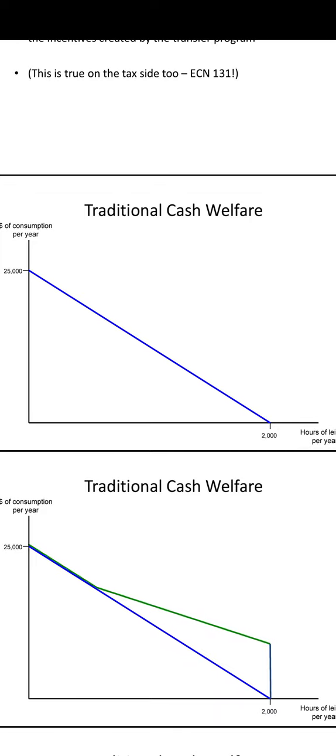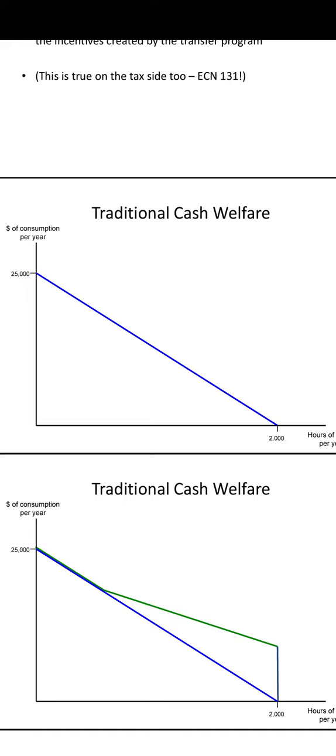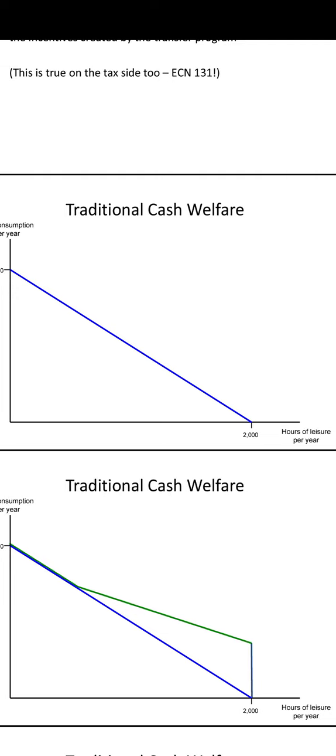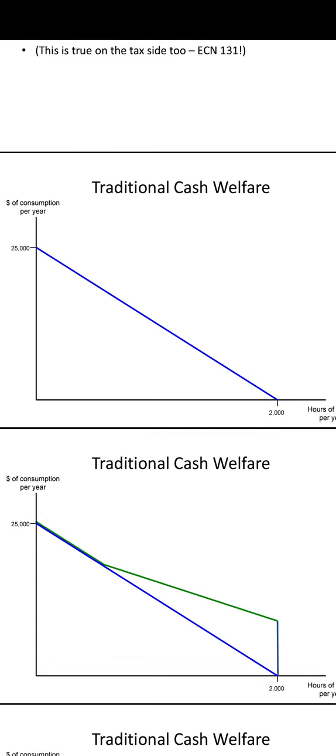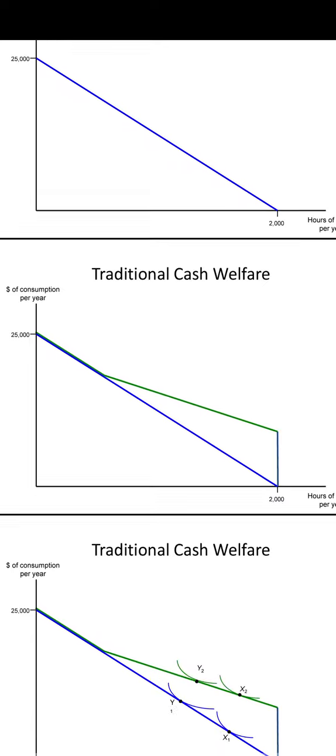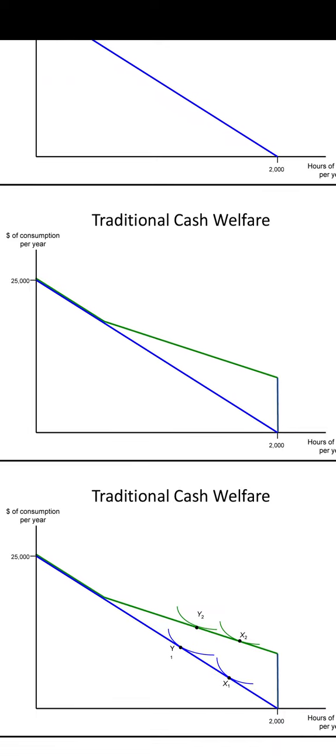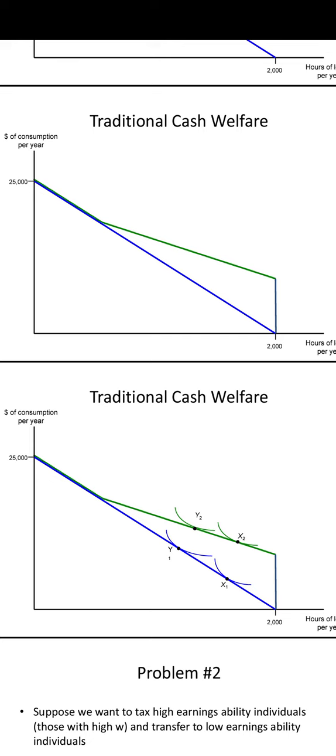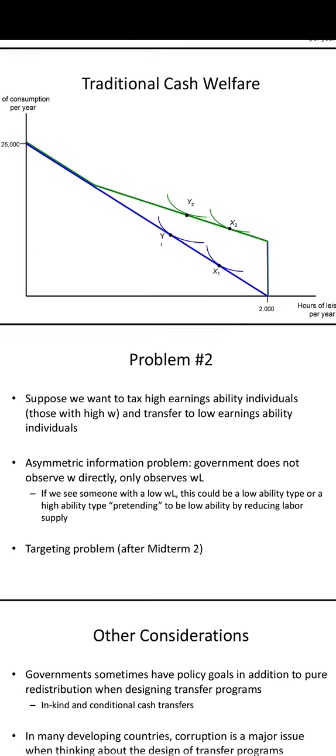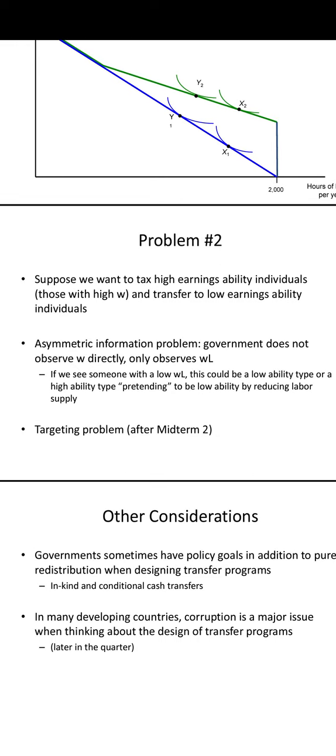Traditional cash welfare. On the vertical axis, you have dollars of consumption per year at 25,000, and on the horizontal axis, hours of leisure per year, 2,000. Then changing the graph, you have these Y sub 2, X sub 2, Y sub 1, X sub 1, maybe utility functions perhaps.